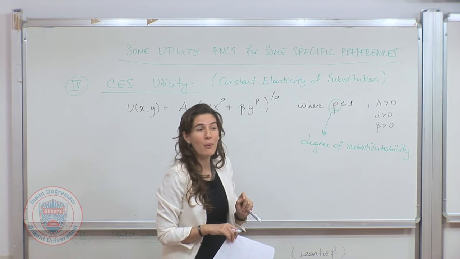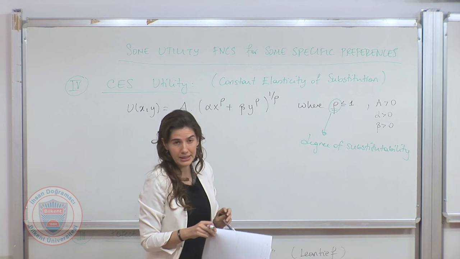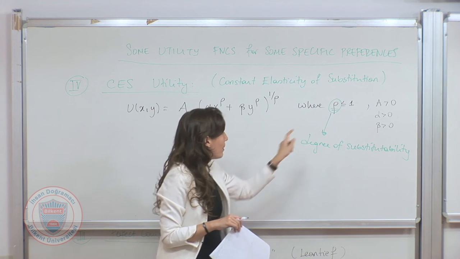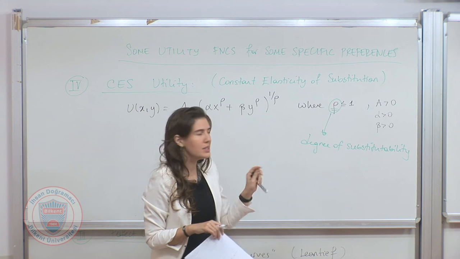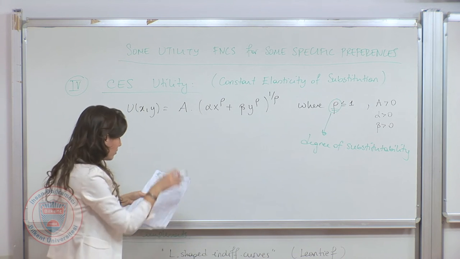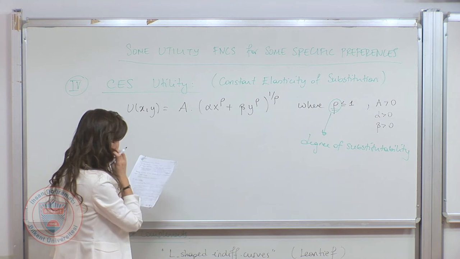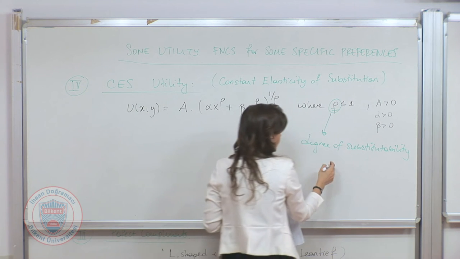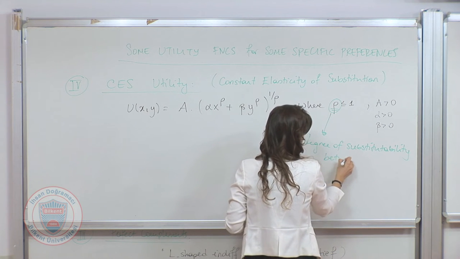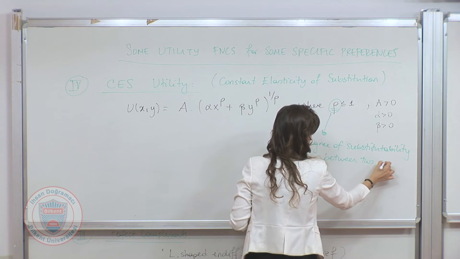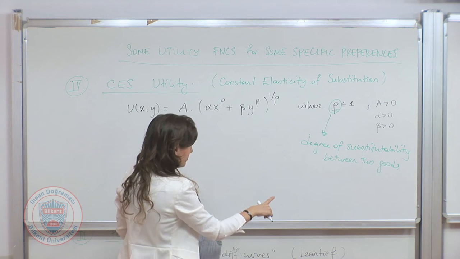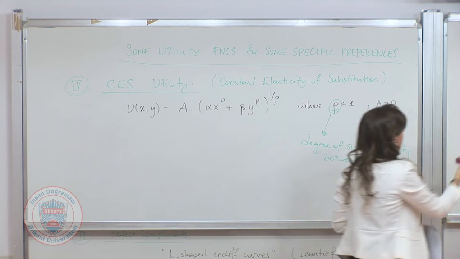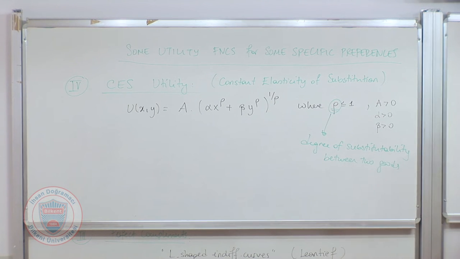And then you're going to see that when rho goes to 0, it's going to be Cobb-Douglas, okay? So you see that it's a more general form, and it's going to give all these cases. It measures the degree of substitutability between two goods, okay? So I keep my perfect substitutes, perfect complements. So now I'll show you, okay?